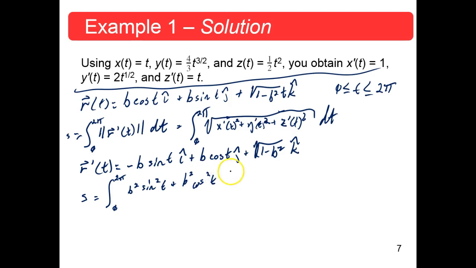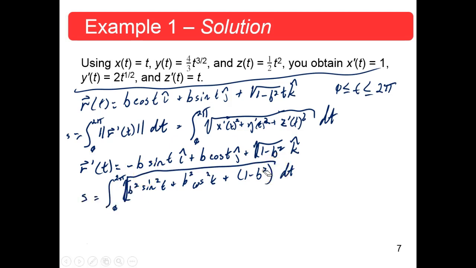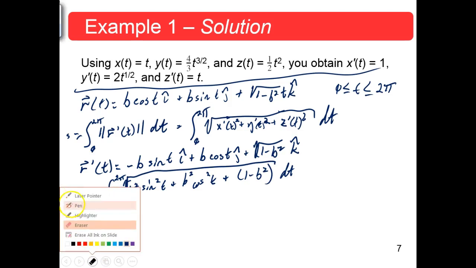Plus that thing squared, which would just be 1 minus b squared, right? And this will be dt. Oops, what I forgot was my square root sign. So I don't really need this closing bracket because of the square root sign. Okay, what were you going to say?